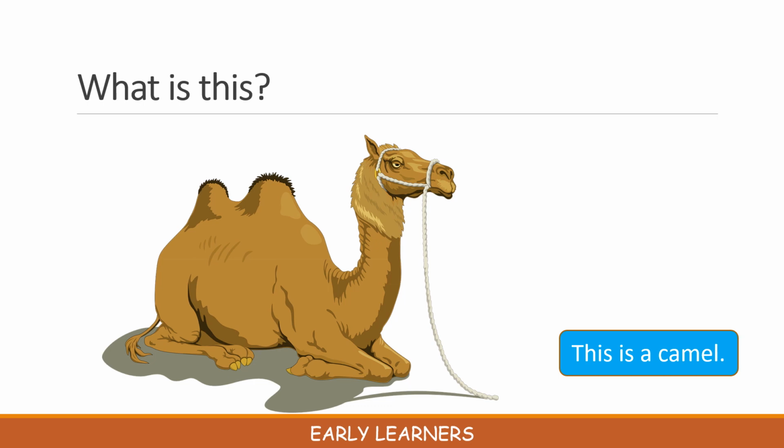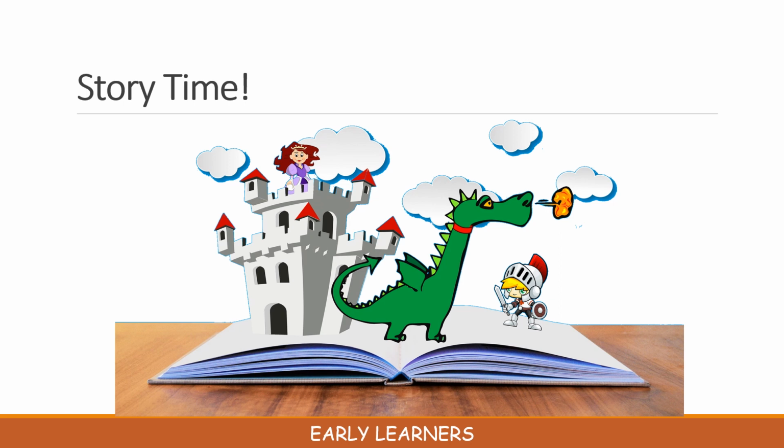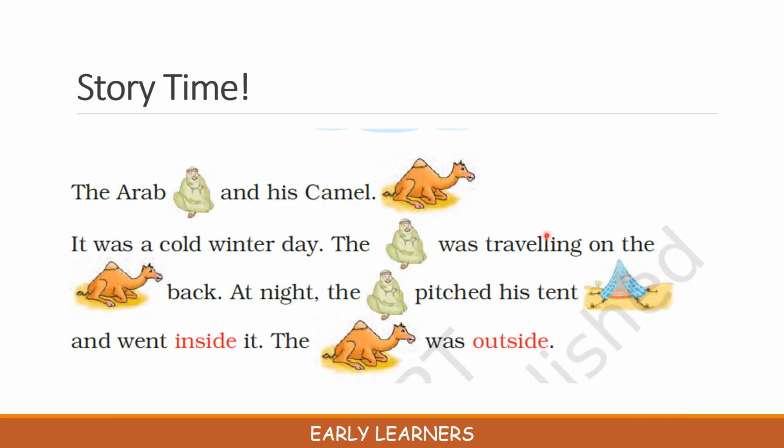Now, let's read a story. We are going to read a story about an Arab and his camel. Arab and his camel went to the desert. You know what is a desert? Well, ask your parents after the class and find out what is a desert. Okay? So, the Arab and his camel were in a desert.